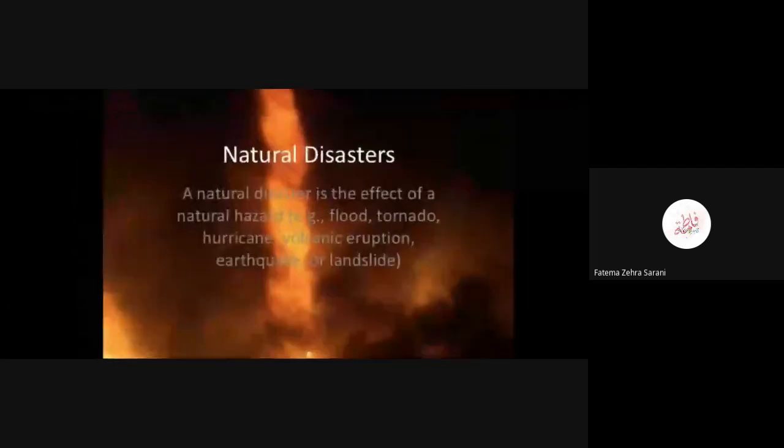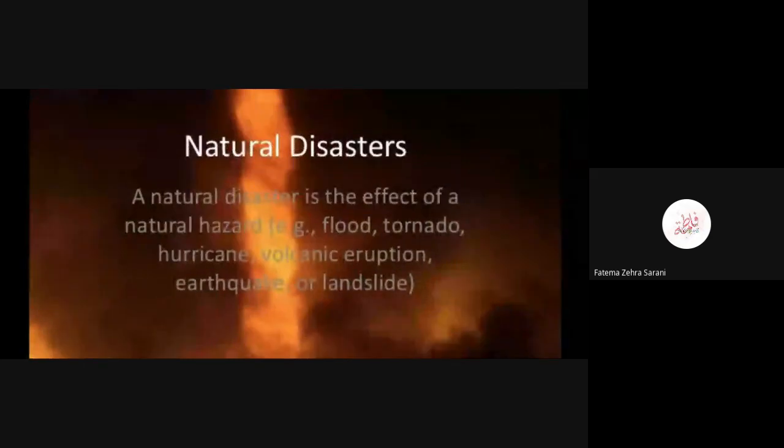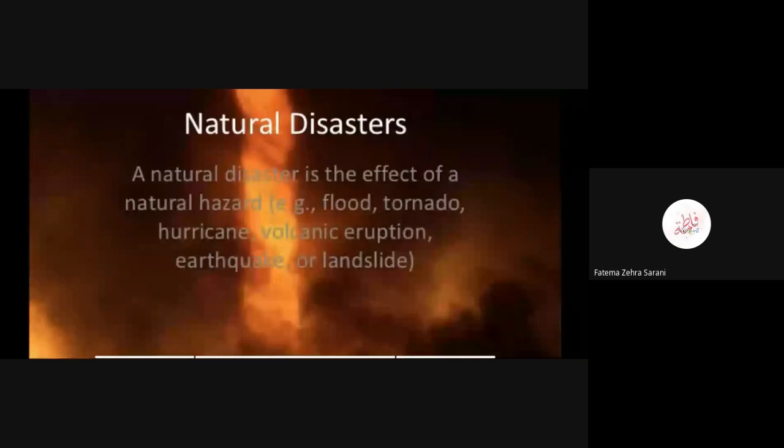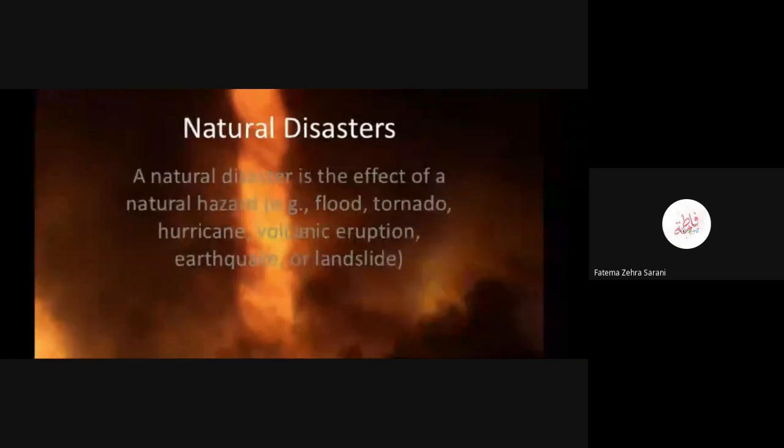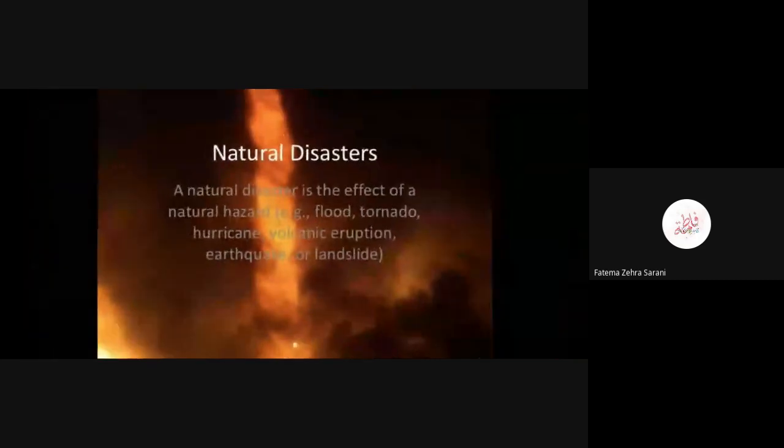What are natural disasters? A natural disaster is the effect of a natural hazard, that is flood, tornado, hurricanes, volcanic eruption, earthquake or landslide. It means it is happening naturally. No one is affecting it, but it is happening naturally. Got it? Yes, ma'am.